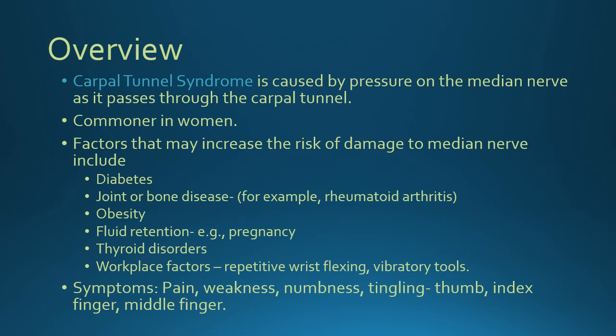Factors that may increase the risk of damage to the median nerve within the carpal tunnel include conditions like diabetes, joint or bone disease, for example, rheumatoid arthritis, obesity, fluid retention as seen in pregnancy, thyroid disorders, and workplace factors such as repetitive wrist flexing or use of vibratory tools. Symptoms of carpal tunnel syndrome include pain, weakness, numbness, tingling in the thumb, index finger, and middle finger.